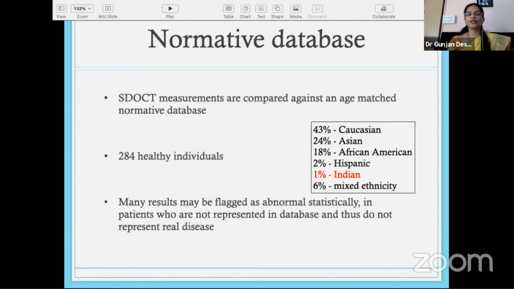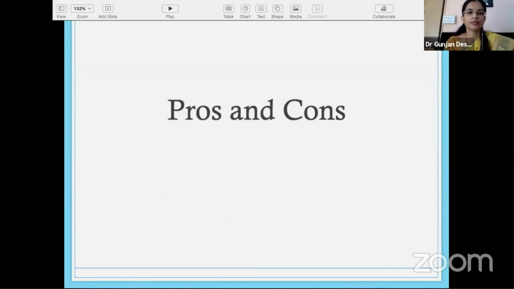Now, there is a catch when we talk about the normative database. This SDOCT had taken data from around 284 healthy individuals, of which only 1% were Indians. The rest were mostly either Caucasian, African American, Hispanic, or of mixed ethnicity. And therefore, many results can be flagged as abnormal. Now, this is statistics, right? So, what is flagged abnormal may not actually represent the actual disease in such patients.